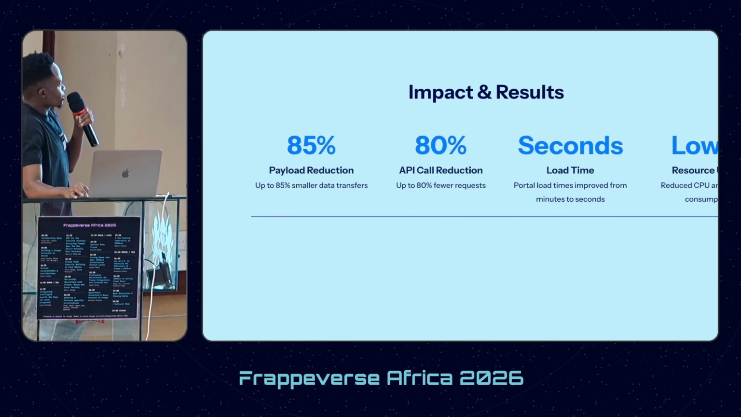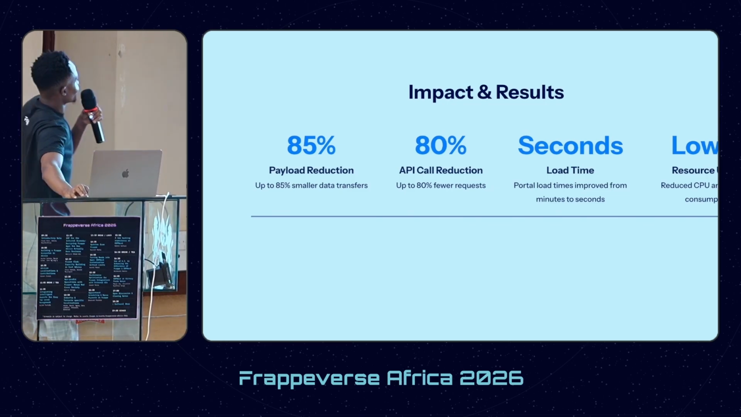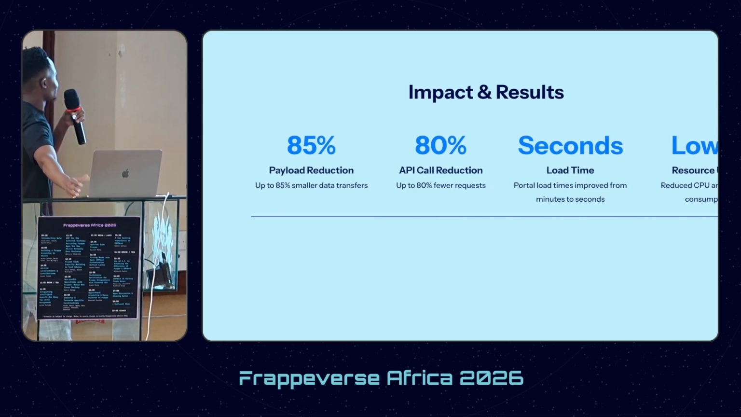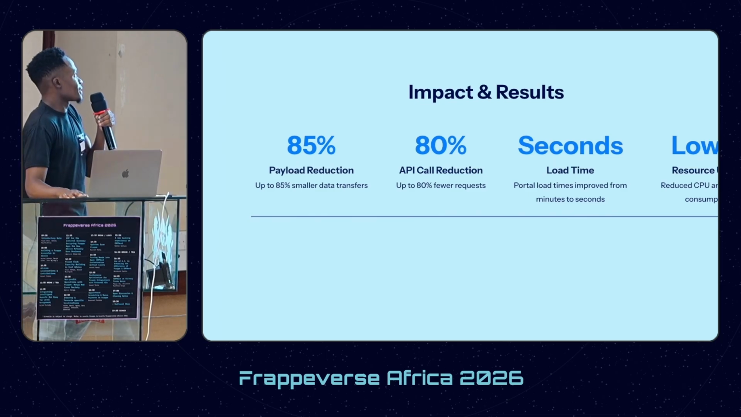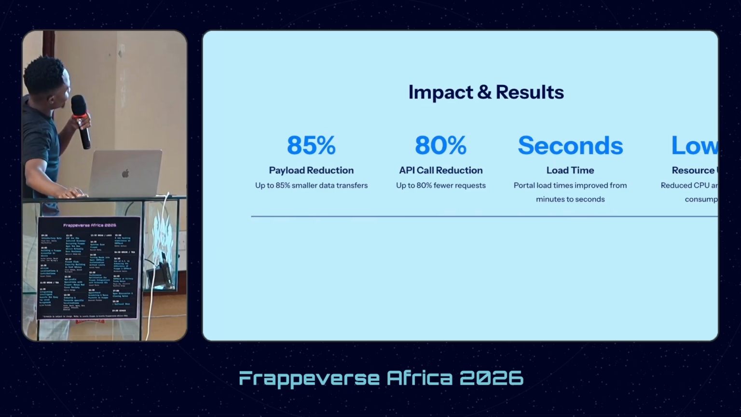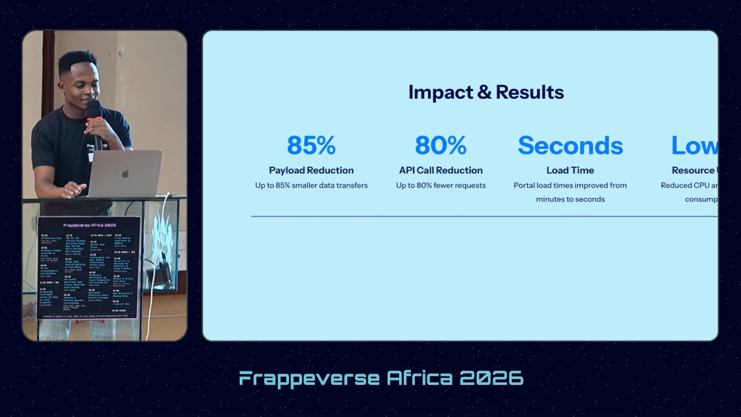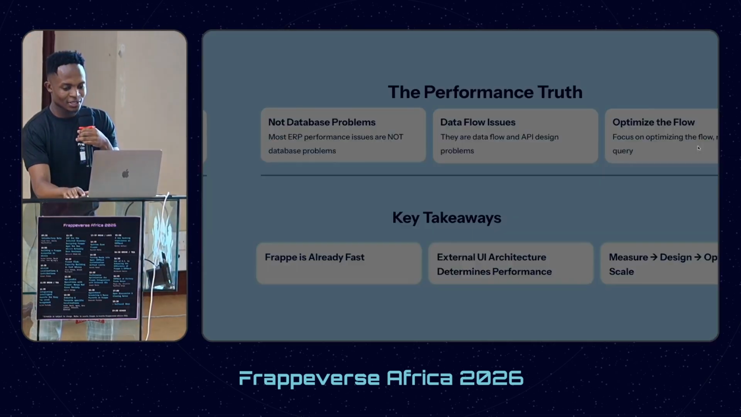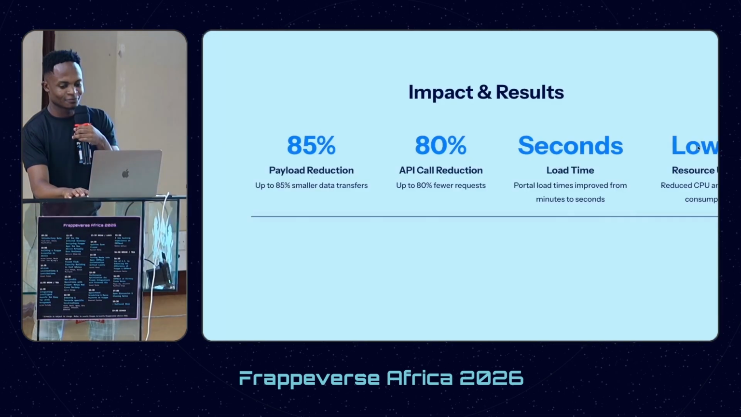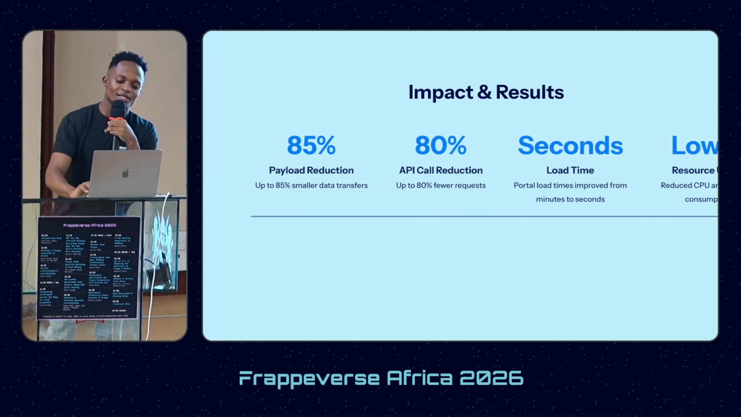These numbers look exaggerated, but I was developing a customer portal, a general customer portal to extend the ERP Next functionality. So the payload reduction of 85% looks exaggerated, right? Yep, that's not the point. The point is the lower resource usage.